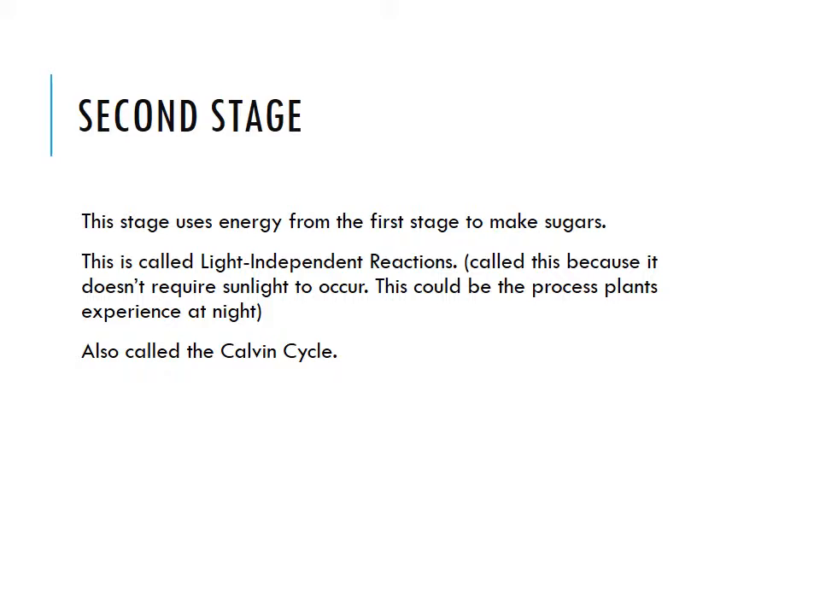Now the second stage is what we call light independent reactions. Once again, that's because there's no sunlight actually required here. And this could be the process that plants really use up at nighttime, because you got to think about it. If you live outside, you only get about 12 hours of sunlight and then 12 hours of darkness. It's pretty consistent, guys. It's pretty normal.